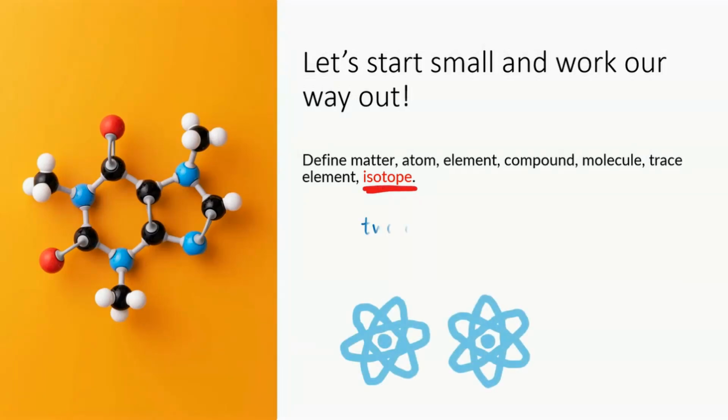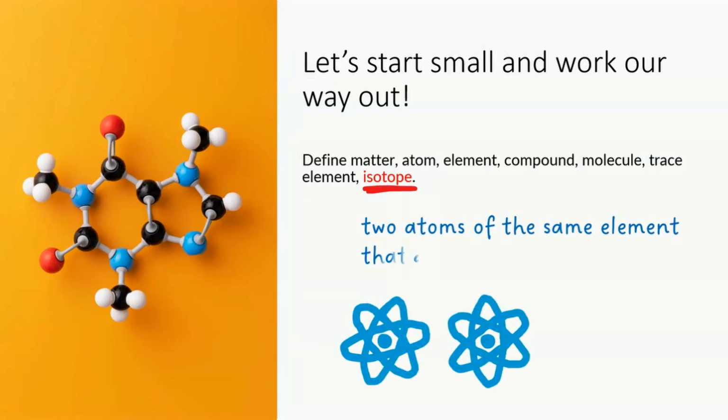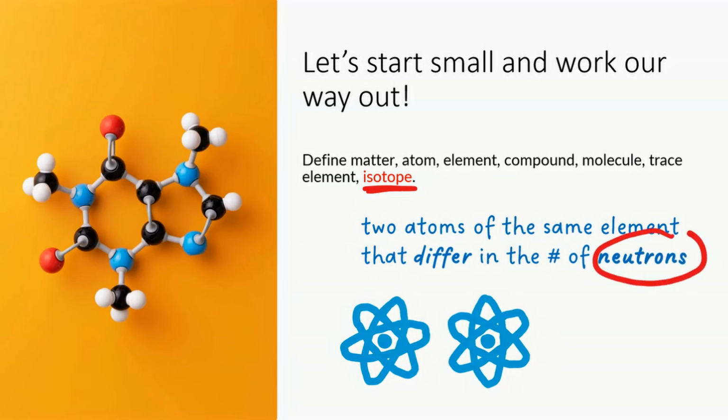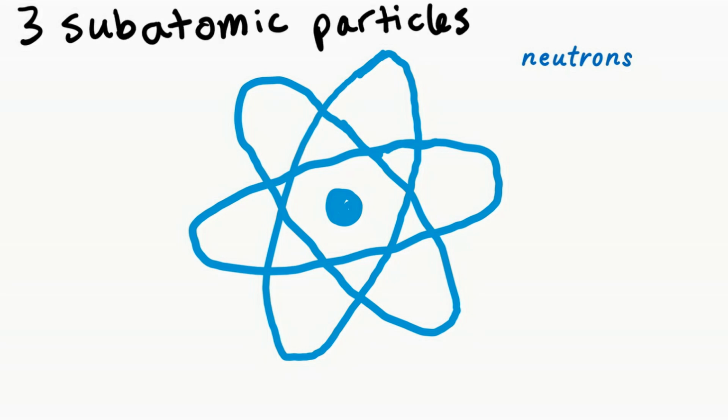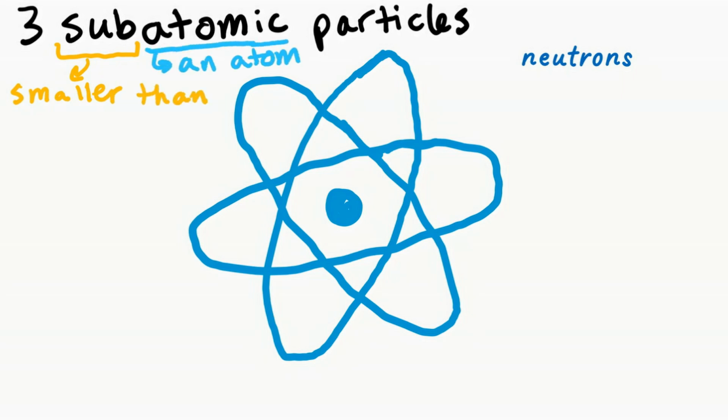Isotopes are two atoms of the same element that differ in the number of neutrons. So, what's a neutron? To answer this, let's revisit our friend the atom. Atoms are made up of three subatomic particles. Sub meaning smaller than, and atomic meaning an atom. And these subatomic particles are neutrons, protons, and electrons.